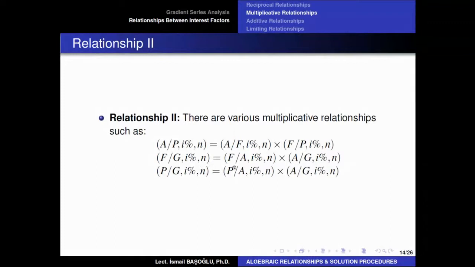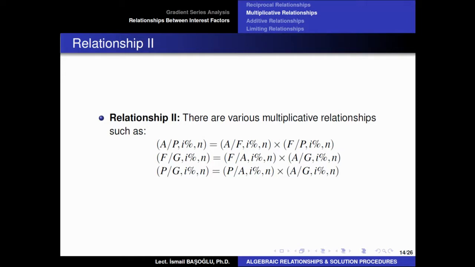So similarly, we can build other types of multiplicative relationships. For example, if you multiply the uniform series compound amount factor with the gradient series factor, you are going to get a new factor which is called F over G, and that factor can directly convert your gradient series to the future value. And similarly, if you multiply the uniform series present worth factor with a gradient series factor, again you are going to get a new ratio, which is called P over G, which directly converts your gradient series to the present worth factor.